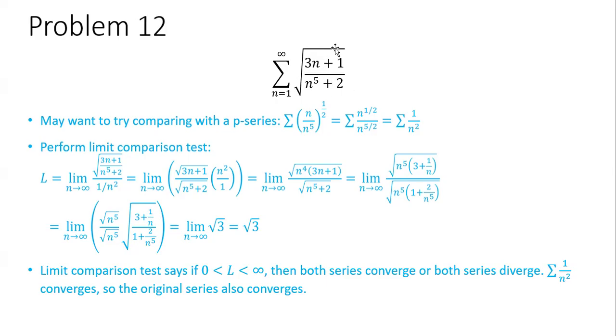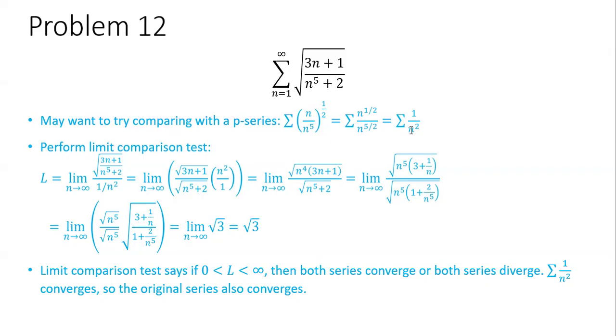Okay, so what did I do? I picked the biggest degree on top, which is n, the biggest degree on bottom, which is n to the fifth, and I kept that all to the half power. Now I can use properties of exponents, so it becomes n to the half over n to the 5 halves. This simplifies down to 1 over n squared.